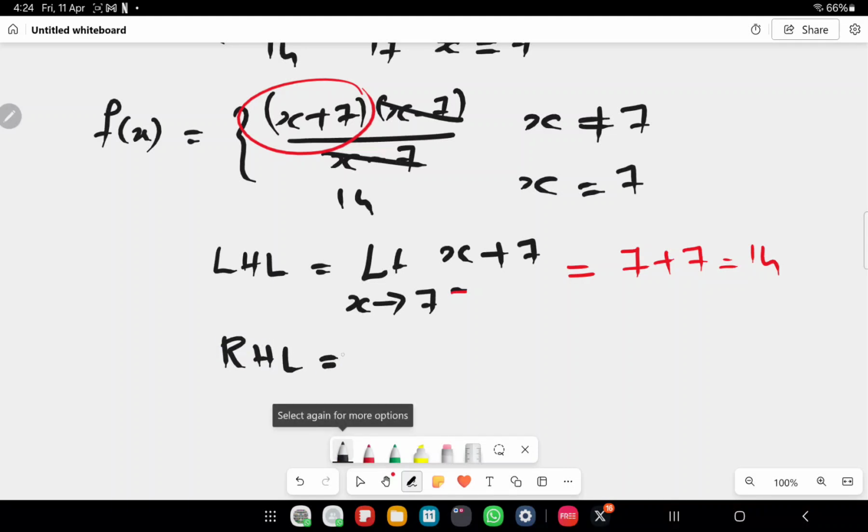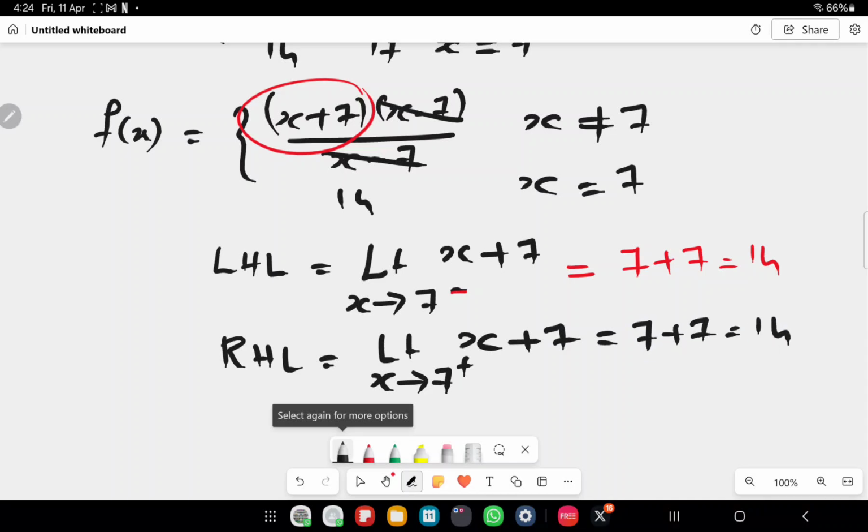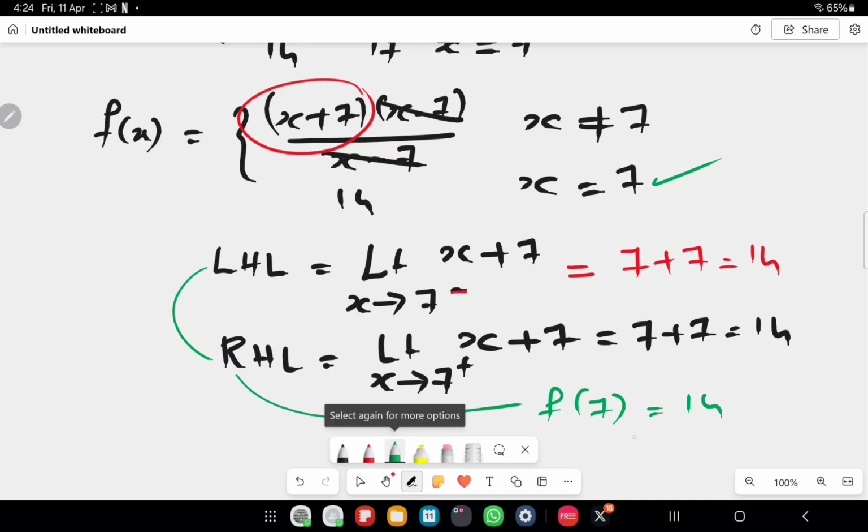Now if you do RHL, limit x tends to 7 plus means a value after 7, it may be 7.0001, something like that. There also, since not equal, you have to use x plus 7, so 7 plus 7, 14. Now you see LHL, RHL, and the function value f of 7, which is given here as 14. So I can say LHL is equal to RHL, which is equal to the function value. Therefore, the function is continuous at the indicated point, at 7.